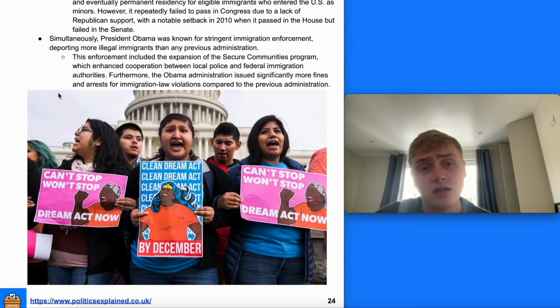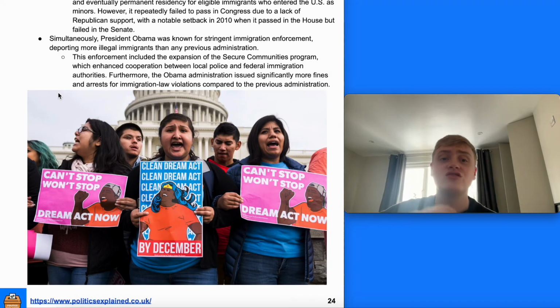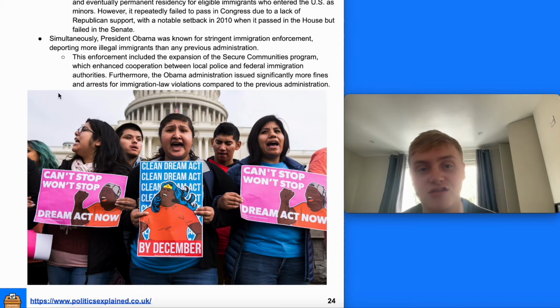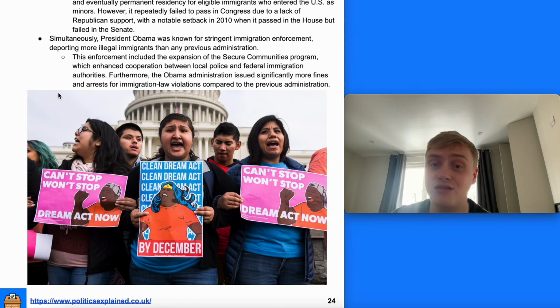But it's also worth noting that Obama was known for stringent immigration enforcement, deporting more illegal immigrants than any previous administration, and this included the expansion of the Secure Communities program, which enhanced cooperation between local police and federal immigration authorities. Furthermore, the Obama administration issued significantly more fines and arrests for immigration law violations compared to previous administrations.